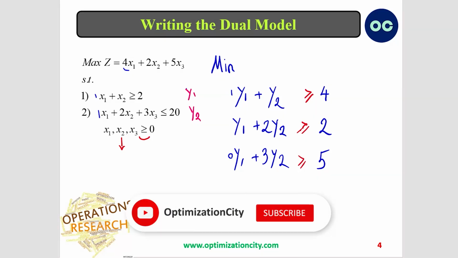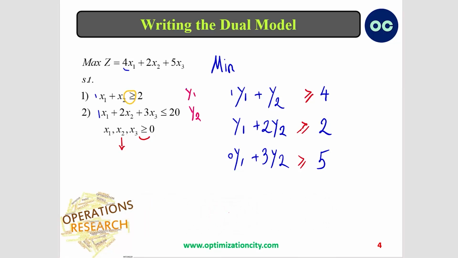Additionally, the first constraint in the original model is greater than or equal to, meaning that y1 would be non-positive. So we have y1 non-positive. And for y2, the second constraint is less than or equal, meaning that its dual variable, y2, must be non-negative. So y2 is non-negative. Thus, using these steps, we successfully construct the dual model.